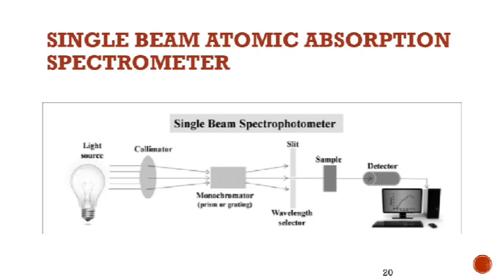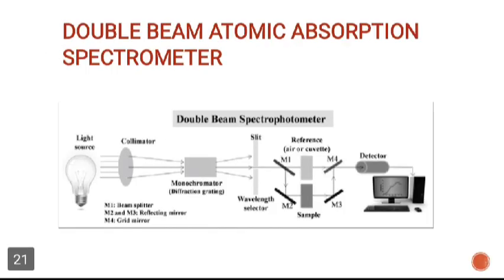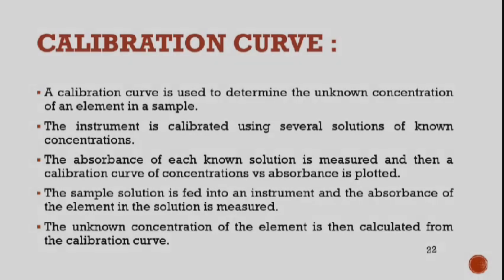Single beam atomic absorption spectrometer. In this there is a light source, collimator, monochromator, slit, sample and a detector. In a double beam atomic absorption spectrometer, there is a light source, collimator, monochromator, slit, reference and sample. M1 is the beam splitter, M2 and M3 are reflecting mirrors, M4 is the grid mirror and there is a detector. Calibration curve. A calibration curve is used to determine the unknown concentration of an element in a sample.